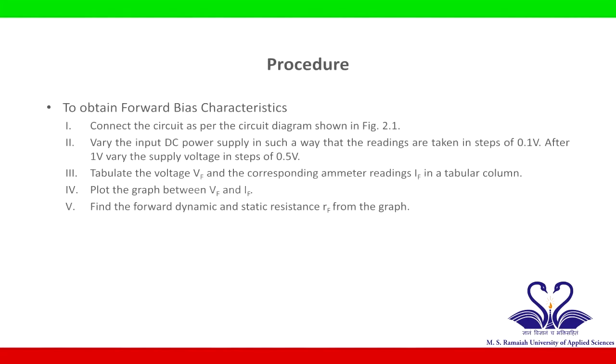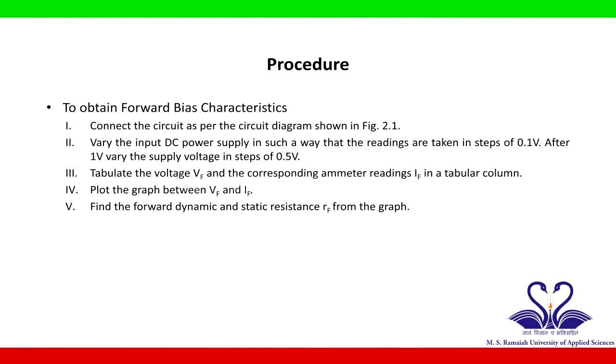In this setup, change the power supply voltage in steps of 0.1 volt. Note down the corresponding voltage and current from the multimeters. Repeat the procedure till the supply voltage reaches 1 volt. Continue taking readings by changing the power supply voltage in steps of 0.5 volt till the supply voltage reaches 6 volt.